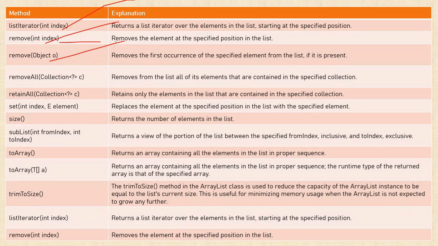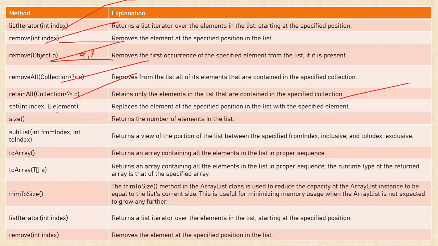So we have to provide 0, 1, 2, 3 index wise. With an object, if you have stored a, b, c, then we have to provide a, b, c. Remove all will remove all the collections. Retain all keeps only the elements in the list that are contained in the specified collection. We'll see in coding. It returns only the common data.